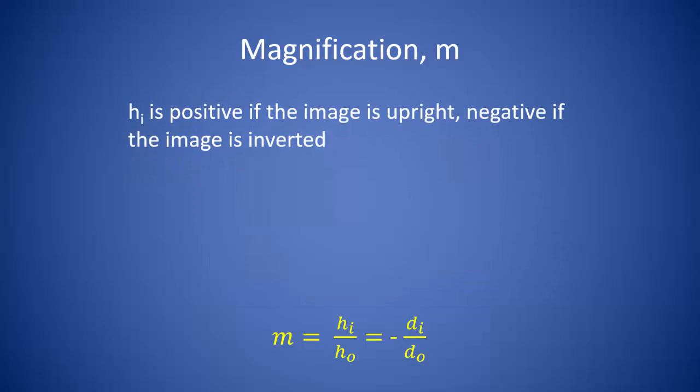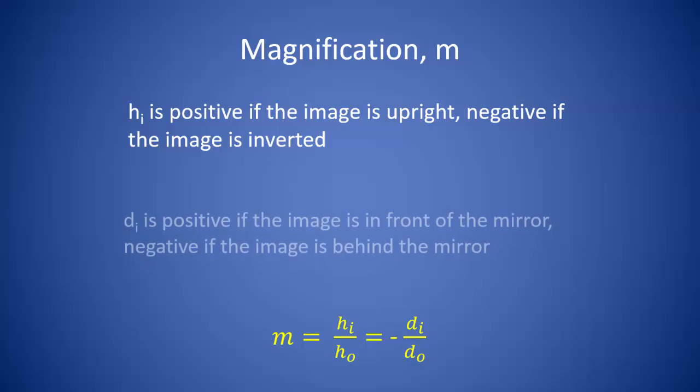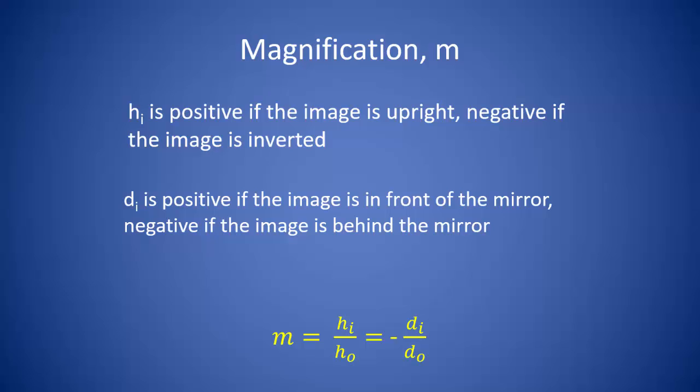Part 1 of this convention is that if the image height is positive, then the image will appear upright. If the image height is negative, then it will appear inverted. The second part of the convention has to do with the image distance. If the image distance is positive, then the image appears in front of the mirror. If the image distance is negative, then the image appears behind the mirror. So magnification is positive for an upright image and negative for an inverted image.